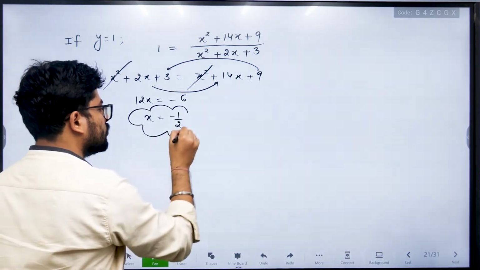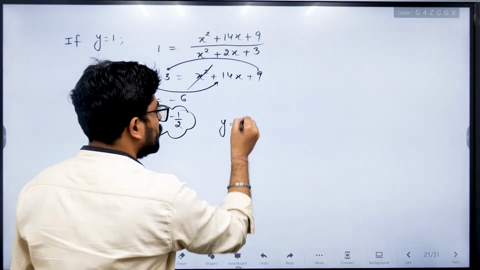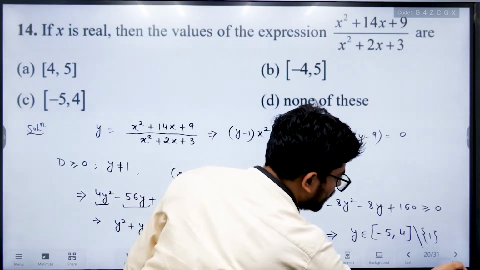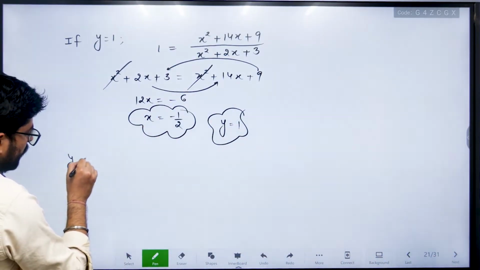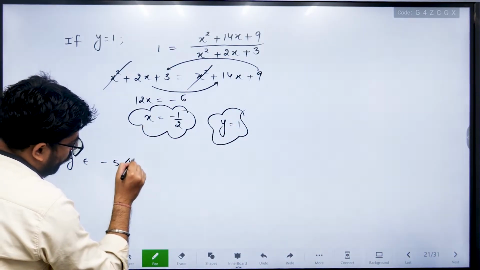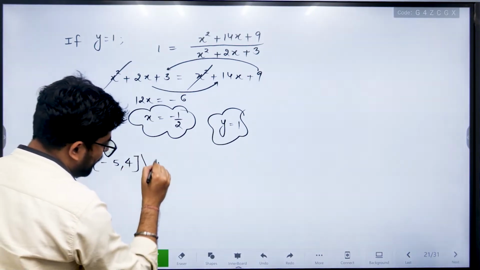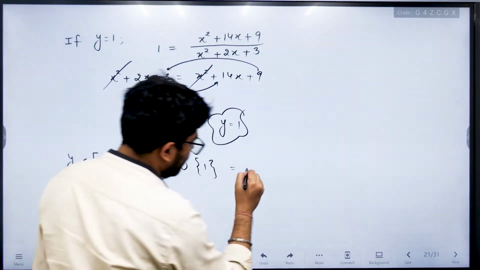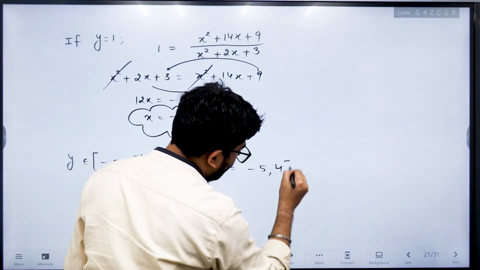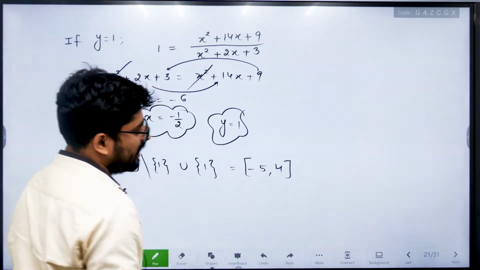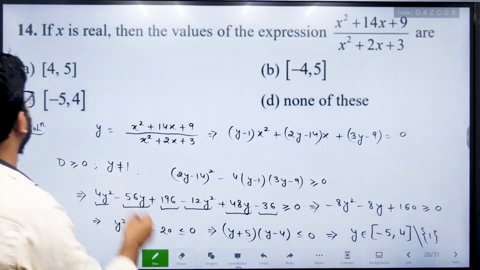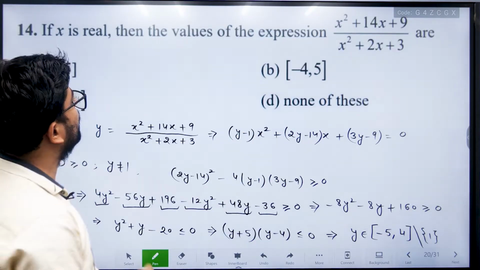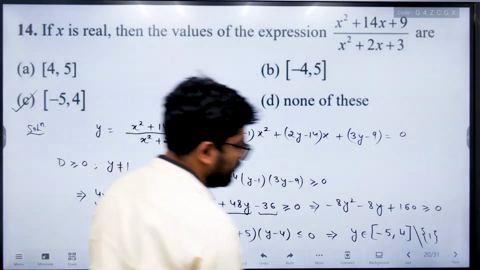Okay, so it means you can take y is equal to 1 also. So your final range is y belongs to minus 5 comma 4 closed, union 1. So that is minus 5 to 4 closed interval. So this is the range. Okay, minus 5 to 4, that is the range of your expression. All the possible values for your expression, you can say.